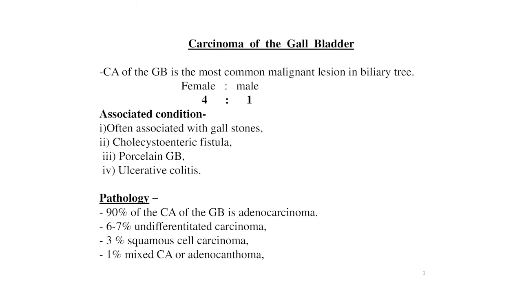Now the next point is carcinoma of the gallbladder. CA of the gallbladder is the most common malignant lesion in the biliary tree. Female to male ratio is 4:1. Often associated with gallstones, cholecystoenteric fistula, porcelain gallbladder, ulcerative colitis. Pathology: 90% of carcinoma of the gallbladder is adenocarcinoma, 7% is undifferentiated carcinoma, 3% is squamous cell carcinoma, and only 1% mixed carcinoma or adenoacanthoma.